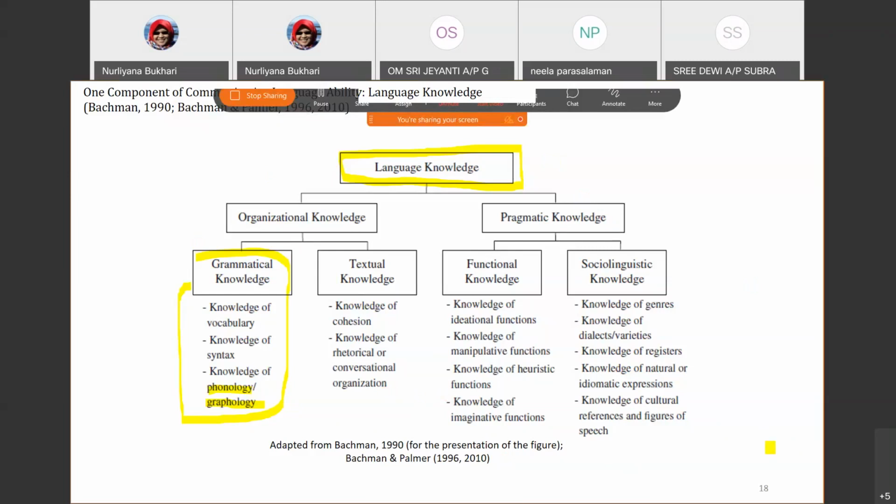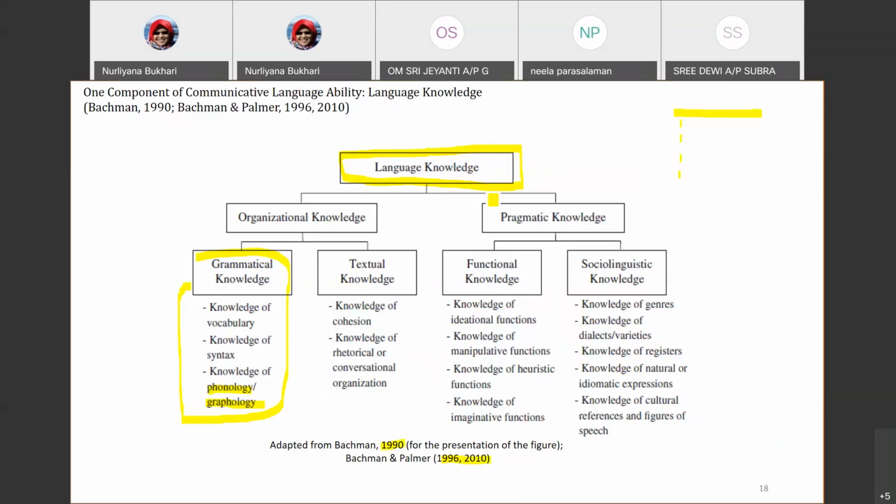And this one is 1990. Bachman at this point actually listed it like this, but then in 1996 and 2000, he started doing bullet points. Why did he start doing bullet points? Anybody has an idea? Instead of doing this infographic, he's just doing bullet points.